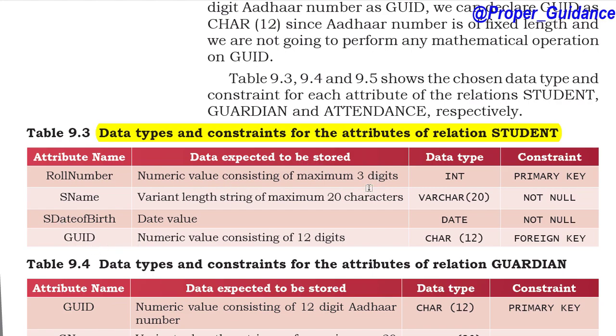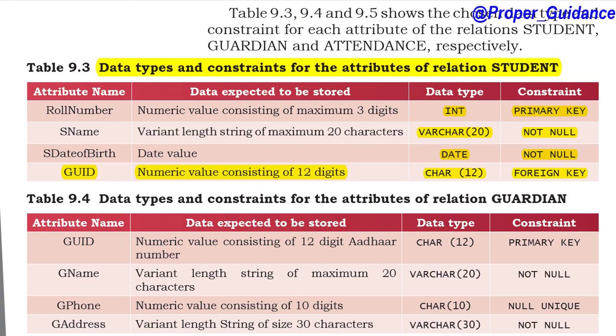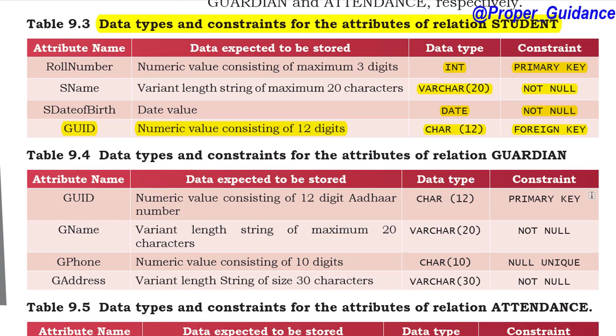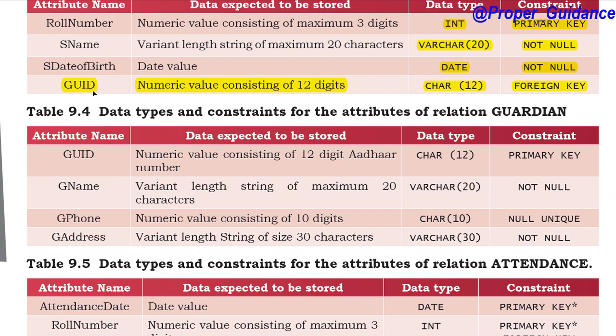Data expected to be stored: roll number, obviously of integer type, so the data type will be int. Constraint: primary key. S name is varchar 20, a maximum of 20 characters for the name of the student, and it is not null. Date of birth takes the date data type and is not null. GUID is a numeric value consisting of 12 digits, char 12, foreign key. So, these are the data types and constraints for the attributes of relation student. Now, data types and constraints for the attributes of relation guardian.